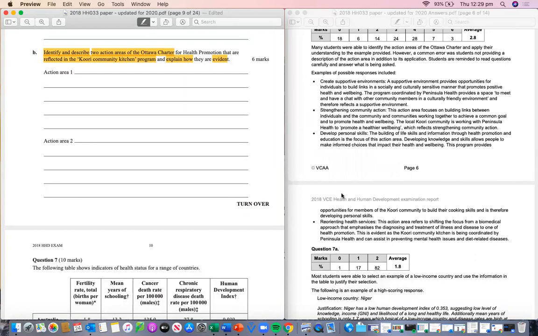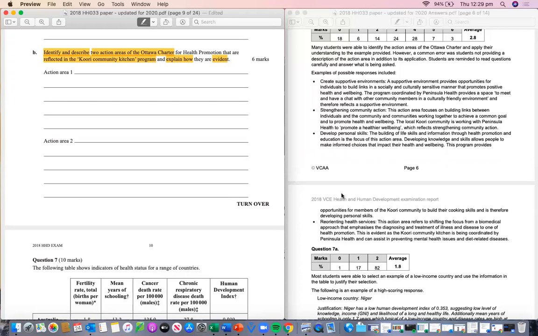A couple of things here, obviously. The first thing is it has to be relevant to the program itself. If it's not relevant to the program, then you're not going to get the mark for it. But if we're looking at particular things, 2 things that would be nicely and easily reflected would be something like create supportive environments, where you could look at social health and wellbeing. You could look at strengthen community action, another key one to use, or develop personal skills, which would be an easy one to do. So I'd say those two, create supportive environments and develop personal skills, would be the 2 easiest to identify in this program.